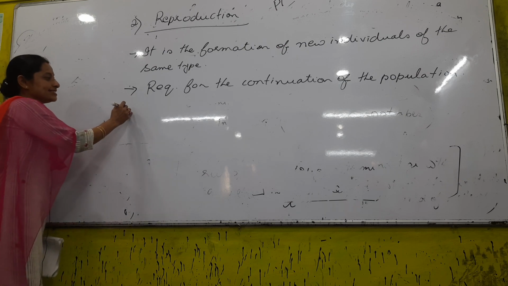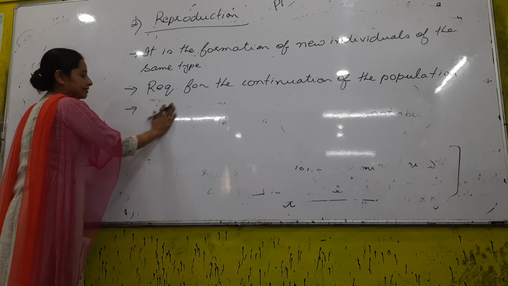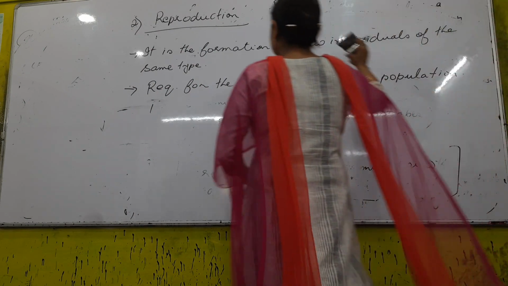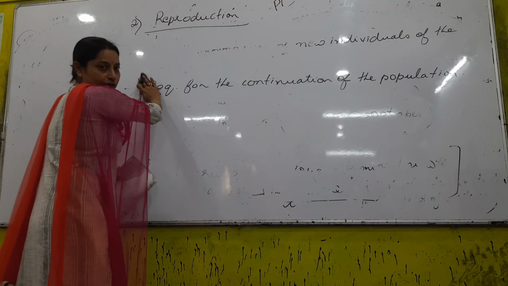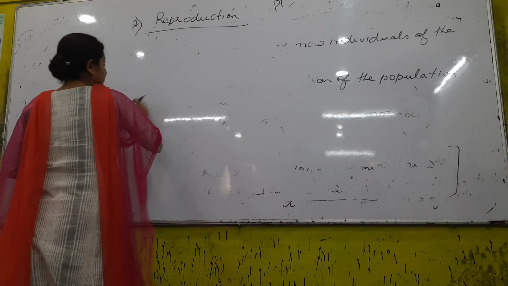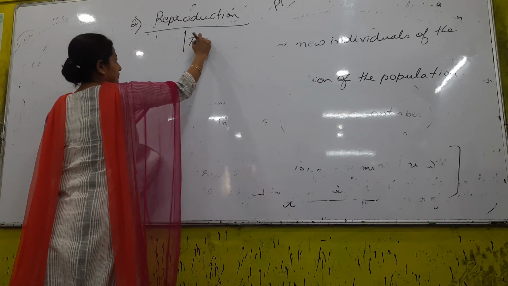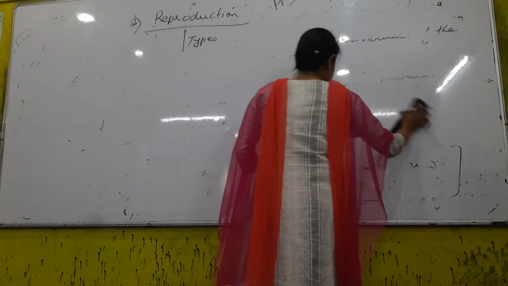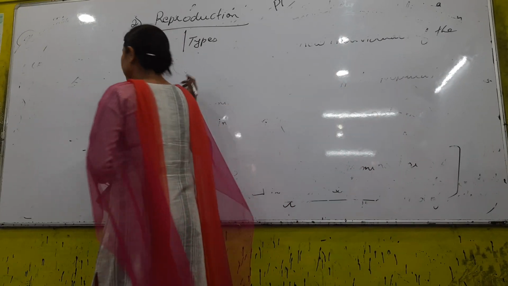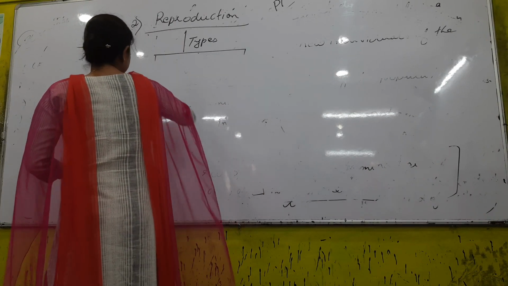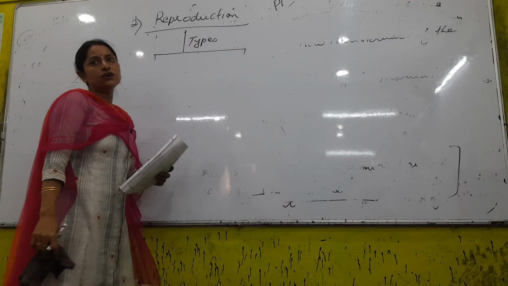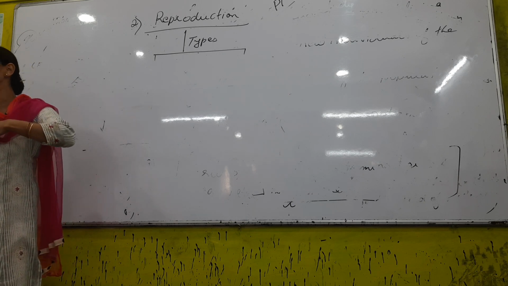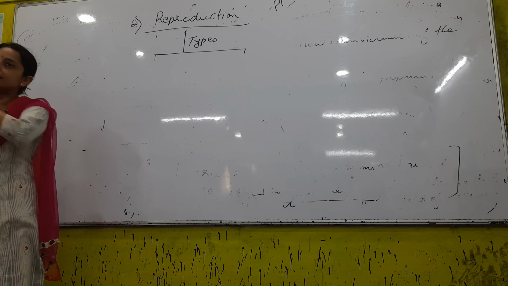Okay. Next is types of reproduction. How many types? Two types, no? Sexual and asexual. But we have something called vegetative reproduction also. Vegetative reproduction falls under asexual reproduction.